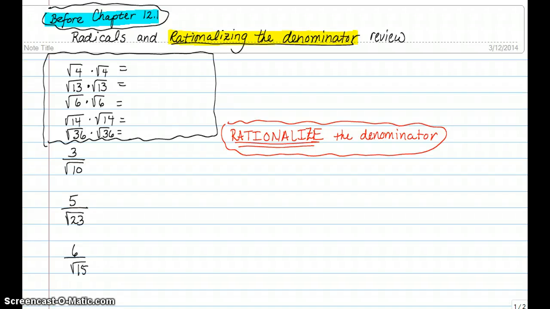Okay, so this is going to be before chapter 12.1, but we need to do this review with radicals and rationalizing the denominator so that you're able to properly notate your trigonometric functions of sine, cosine, and tangent.